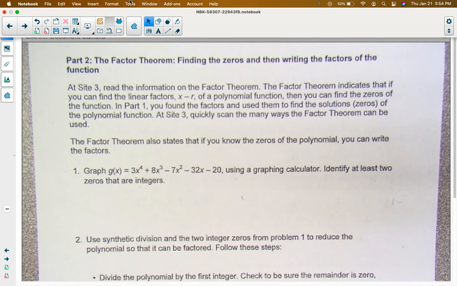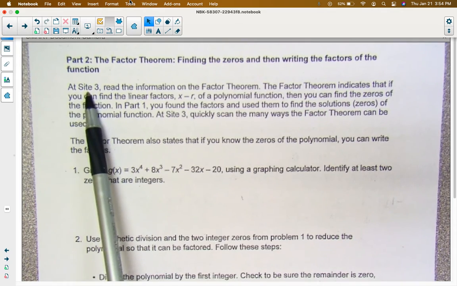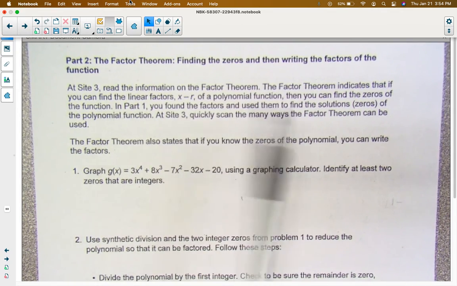All right, we're on part 2 of the factor theorem. Let's read the directions. Part 2, the factor theorem, finding the zeros and then writing the factors of the functions. So it says at site 3, don't worry about a website. I printed it out. Here we are. Read the information on the factor theorem.